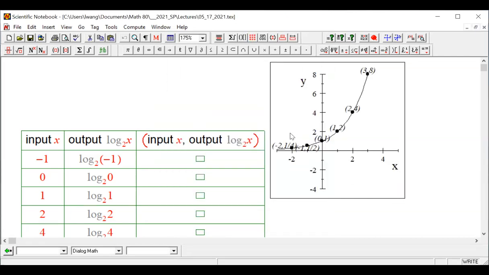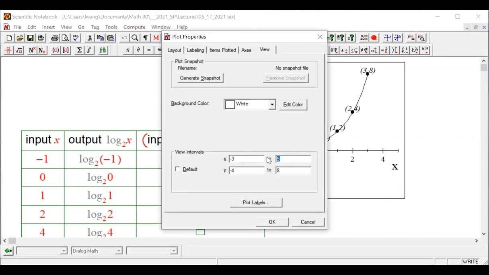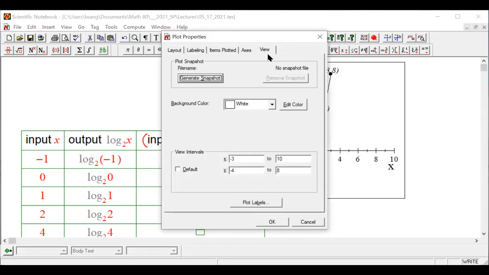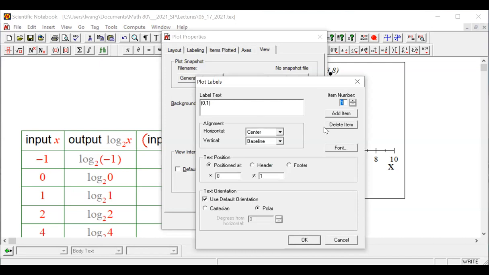Okay, and make this to be. I just adjusted the scale. Okay, so that's 2 to the power x. And next, we're going to graph log base 2 of x. We're going to certainly use a different color. Okay, so you are going to give me those values.